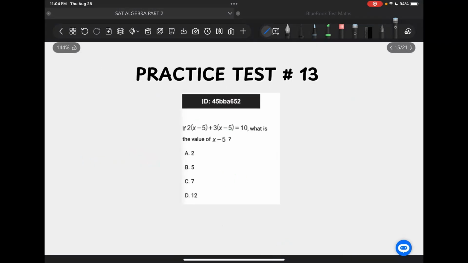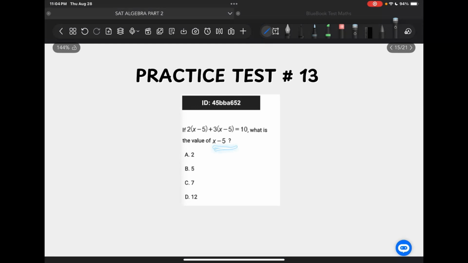Go ahead and try it. This is pretty simple. I think at this point, you guys already know how to do it. And just a tip, you don't need Desmos for this. This is pretty simple.